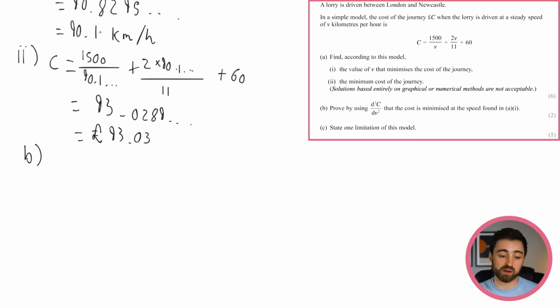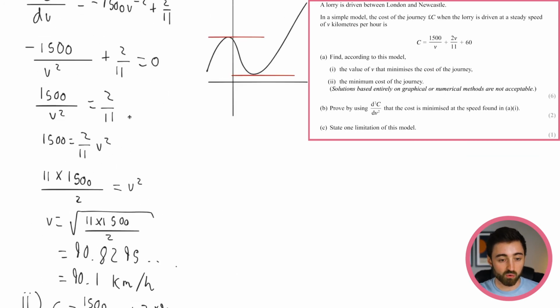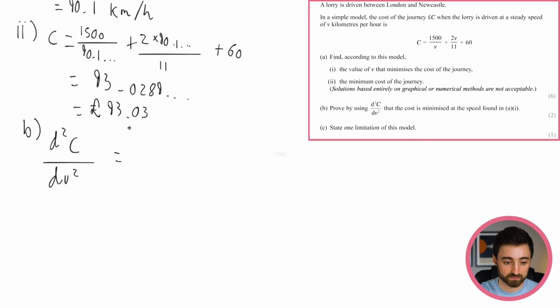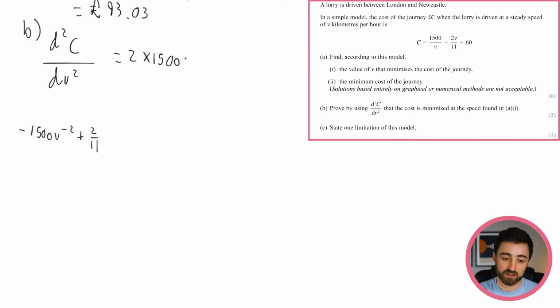So this is now where we go, okay, work out the second derivative. So d2c by dv squared. We just need to differentiate the first derivative. So the first derivative was this stuff. So minus 1500 v to the minus 2 plus 2 over 11. Okay, so I want to differentiate this thing here. So bring the power to the front. So it's going to be minus 2, so plus 2 times 1500. Take 1 away from the power, and then the number goes away, doesn't it? So that's my second derivative here.